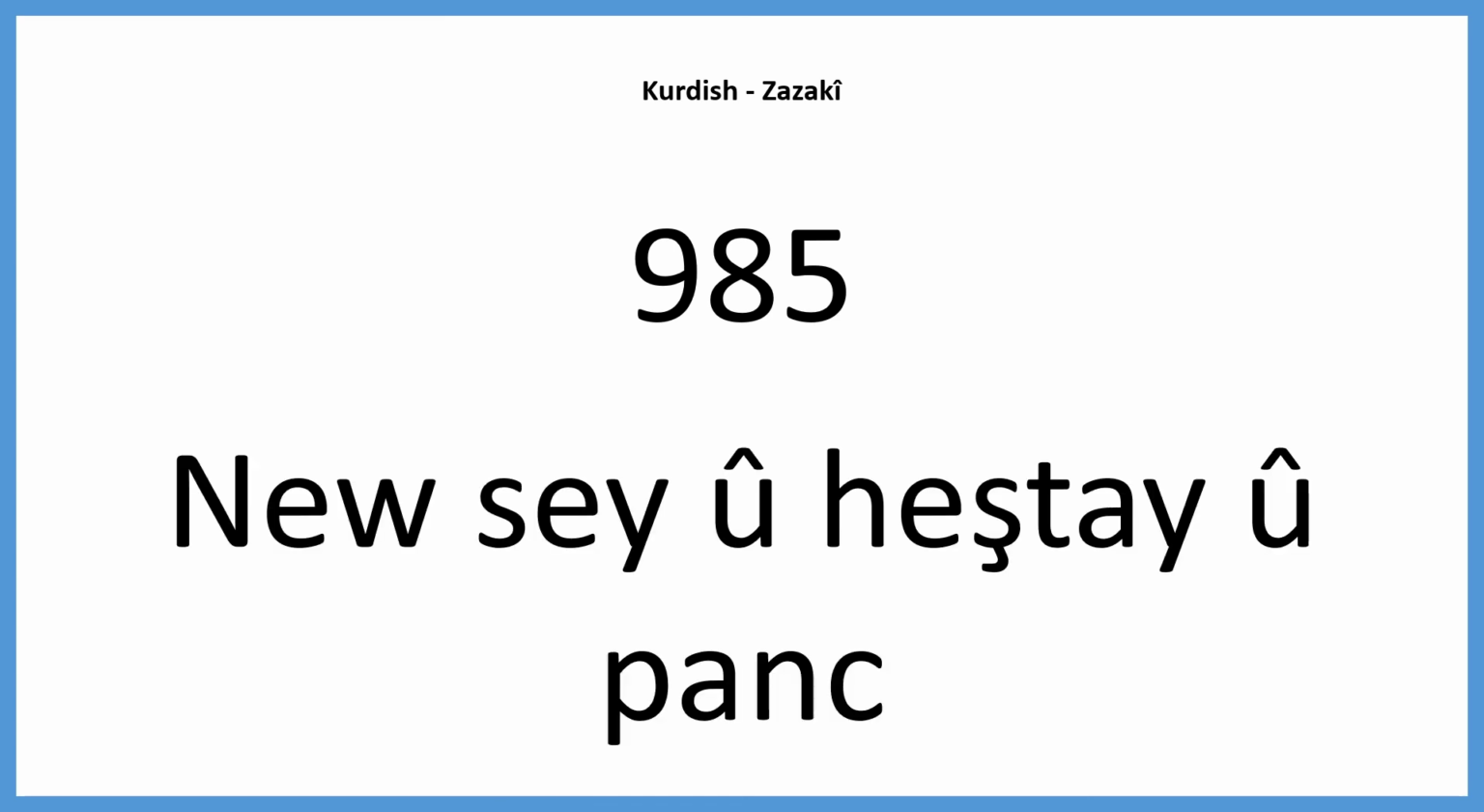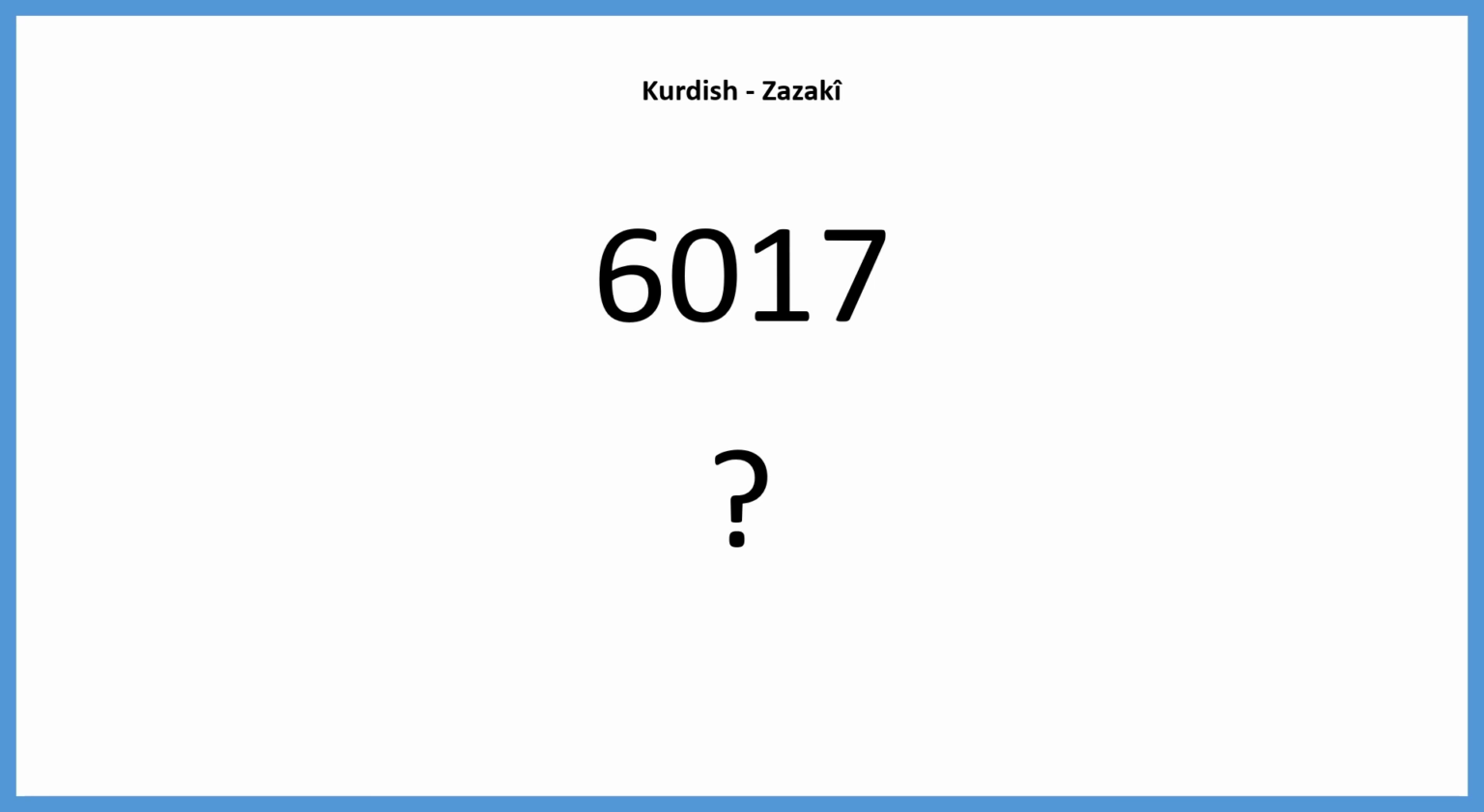Great! 985 would be nelseyu heshtayu panj. Nelsey, 900, u, and heshtai, u, panj, 80 and 5, 85. Nelseyu heshtayu panj. Let's attempt this example now. 6,017.